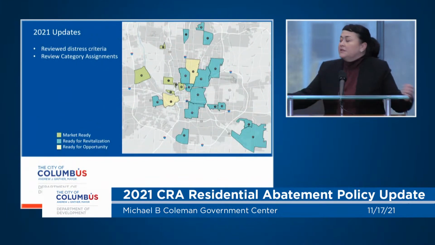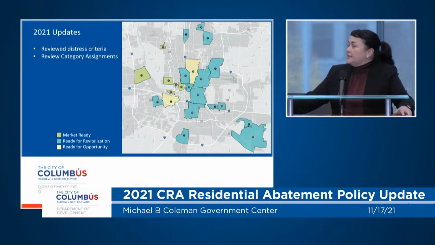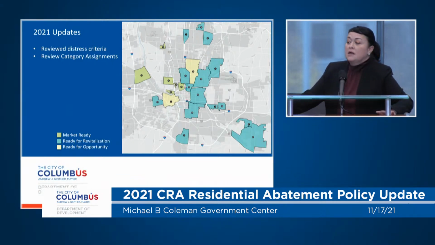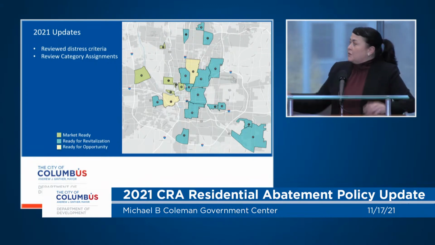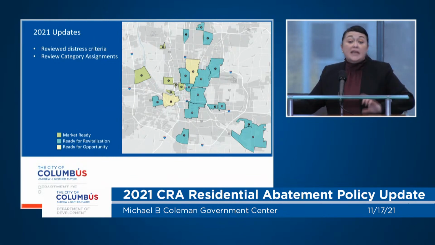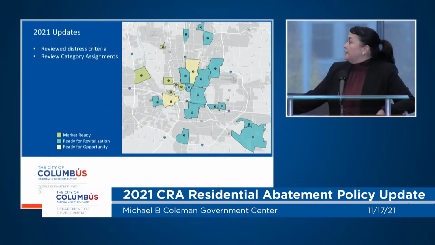The final thing we looked at for 2021 was really just the CRA designations and those categories I mentioned earlier. They were reliant on a set of distress criteria, and the data set for those distress criteria is the American Community Survey, which is a data set that we are able to get in some years. The most recent year we have is 2019. So we did take a look at that update from 2018 to 2019. We did not have any of our CRAs that changed categories based on that distress criteria, and that is, again, the most recent information that we have on the distress criteria.